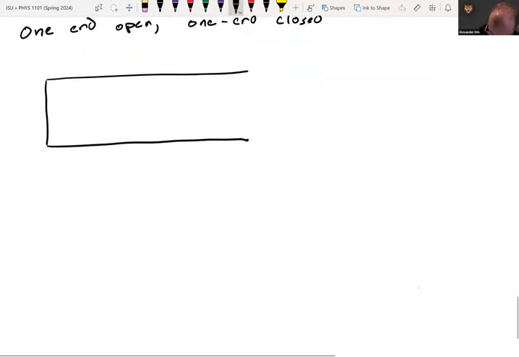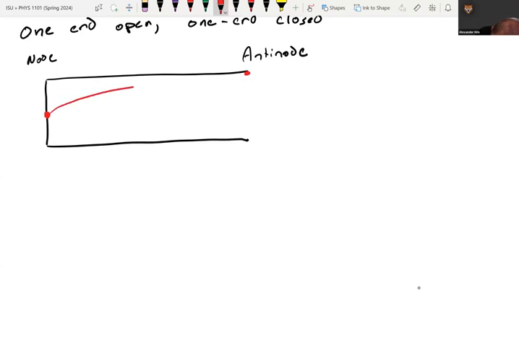So again, going back to the fundamental, I'll just indicate what we need. We need a node at this side, and we need an antinode at this side. Okay. And that is what is going to dictate what fits in there. Now, what this means, we're going to need that node, and it could be the top or the bottom.